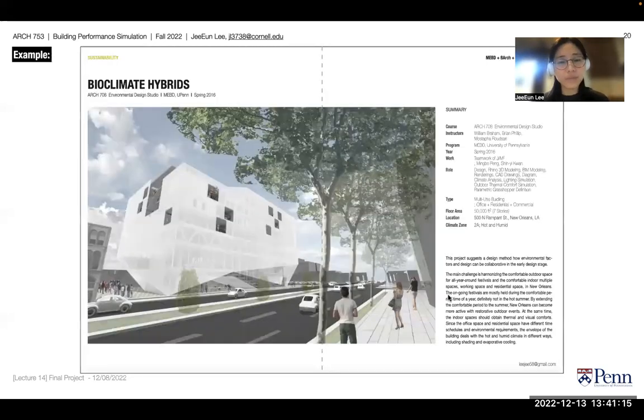So this is the bioclimate hybrid building design, and William Braham, Brian Phillips, and Mustafa were our professors. And our team, joule per square meter, was me, Mingbo, and Shini, who is actually Mimi Kwan.